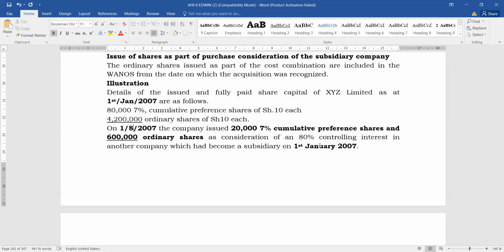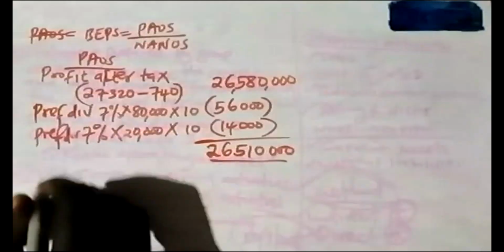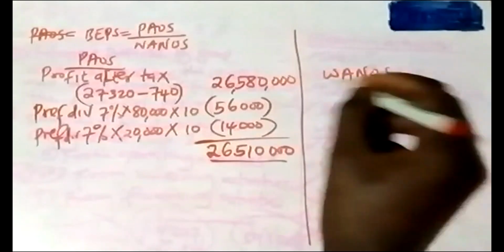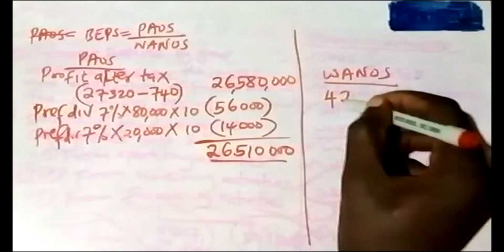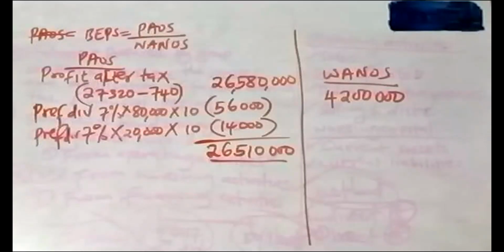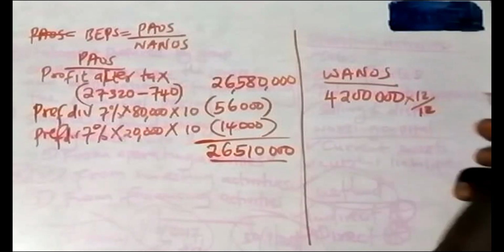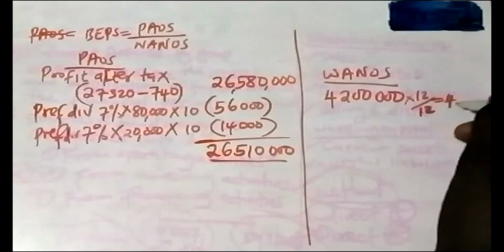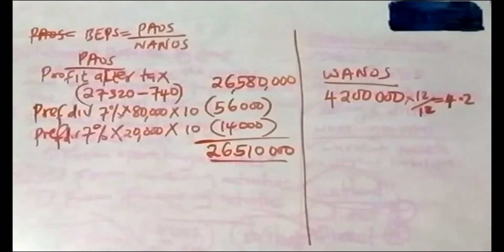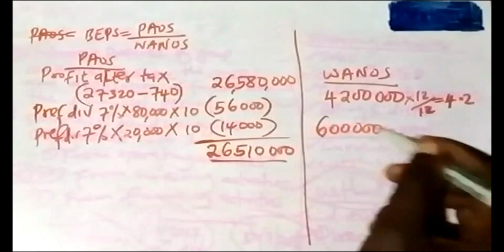So even if they issued these shares in August, why did they issue them? There was a subsidiary which was purchased, but the subsidiary was purchased on 1st January. So you weigh those shares issued as part of purchase consideration from January, from the time the subsidiary was acquired, not from the time they issued the shares. So in order to determine our weighted number of shares here, remember there is the 4.2, the one which was outstanding from January. So I arrive at 4.2, which is 4,200,000.